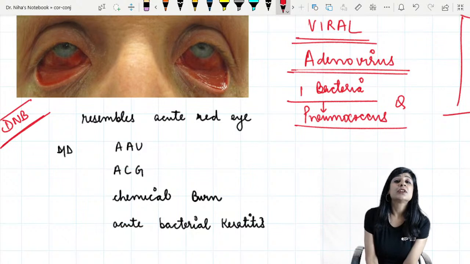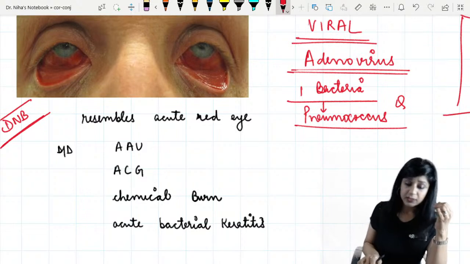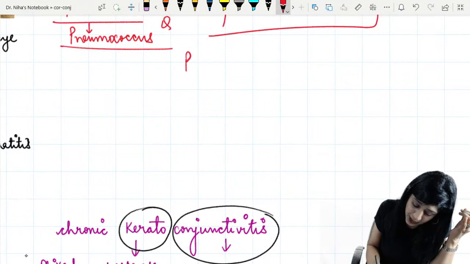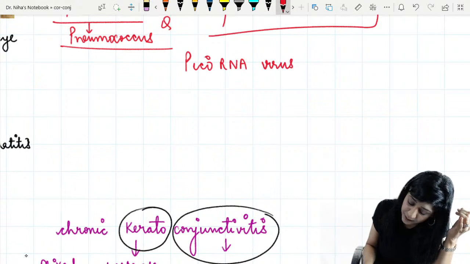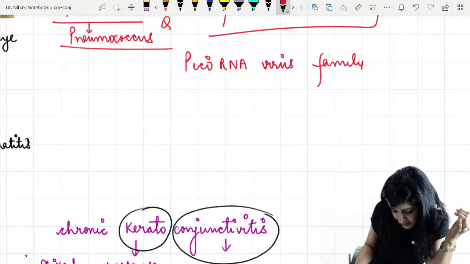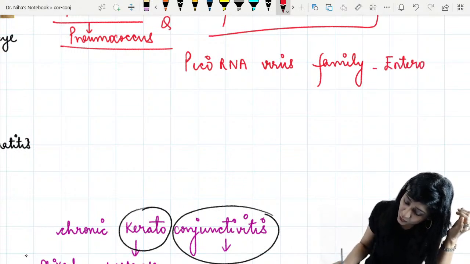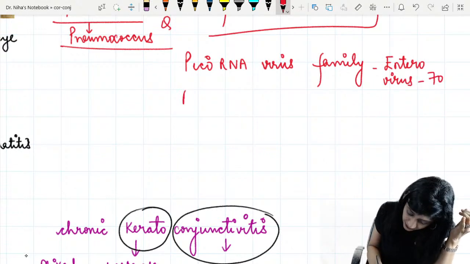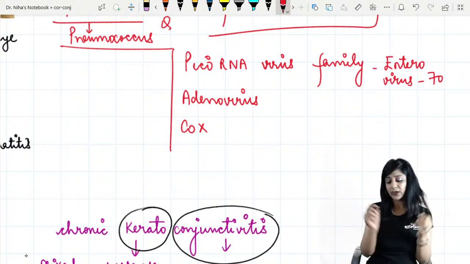Now, when I talk about acute hemorrhagic conjunctivitis, again, a lot of questions come from this. What is causing this acute hemorrhagic conjunctivitis? It is caused by the picornavirus family, especially enterovirus type 70. Then we can have the adenovirus, and then we also have the Coxsackie virus. Always remember, we have these three.